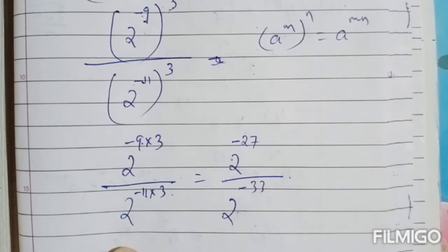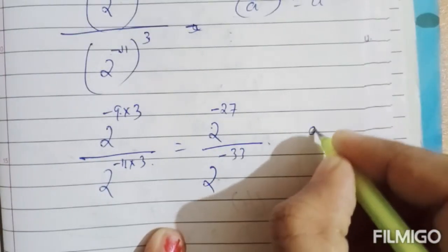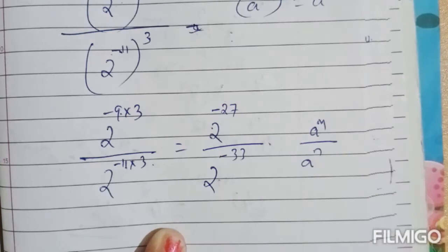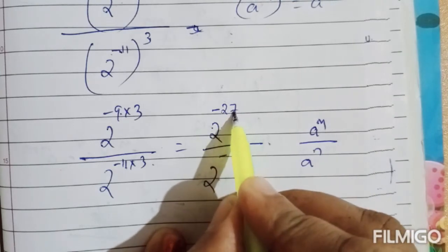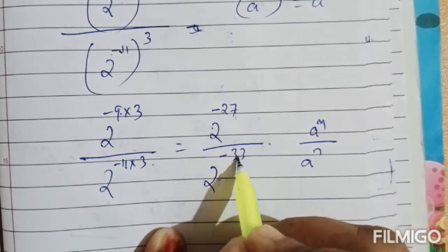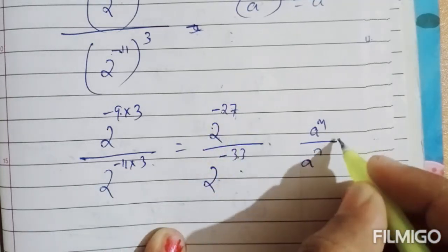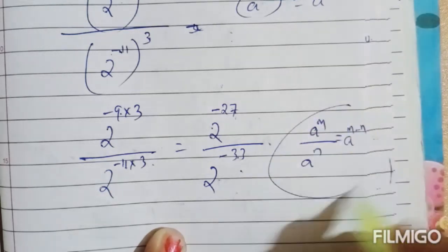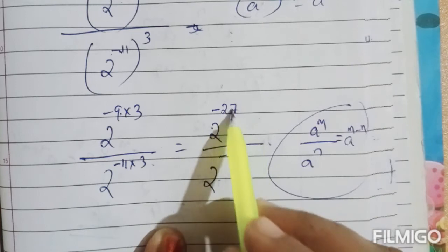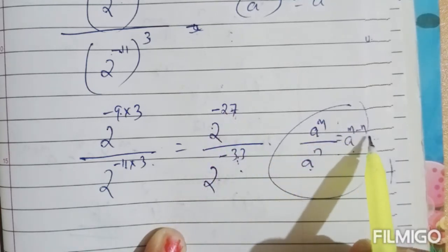Now you can see this is of the form a raised to m by a raised to n. So how can we write? Here m is greater than n. In place of m, minus 27 is coming. In place of n, minus 33 is coming. So minus 27 is greater. So you can use a raised to m minus n. This formula you can use. Quotient law you can apply here where m is greater than n. A raised to m by a raised to n is equal to a raised to m minus n.